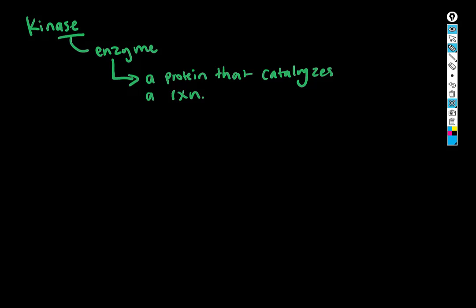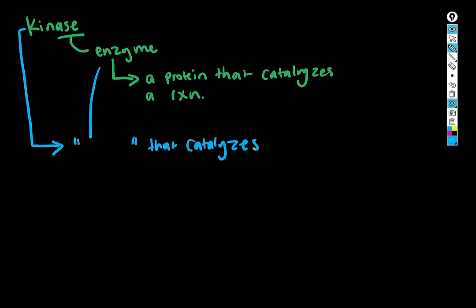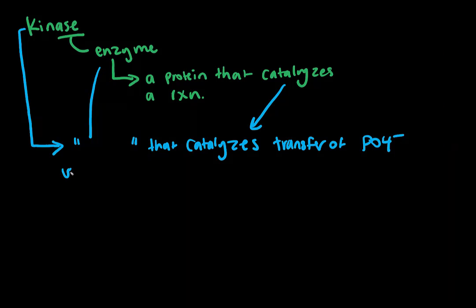So let's also define kinase specifically. So I said it's an enzyme, and specifically it's an enzyme that, here's that word again, catalyzes transfer of a phosphate group from a high energy donating phosphate molecule, usually ATP, because the bonds between the phosphates in adenosine triphosphate have high energy.